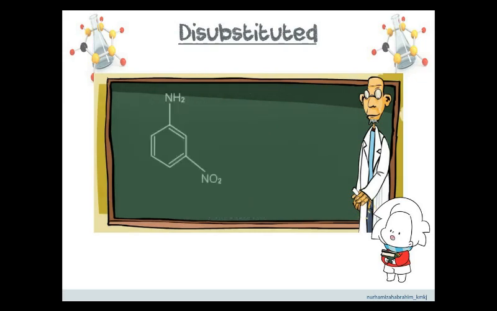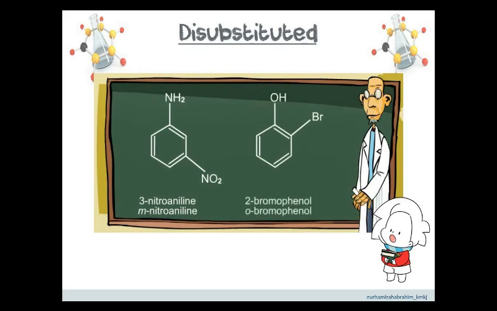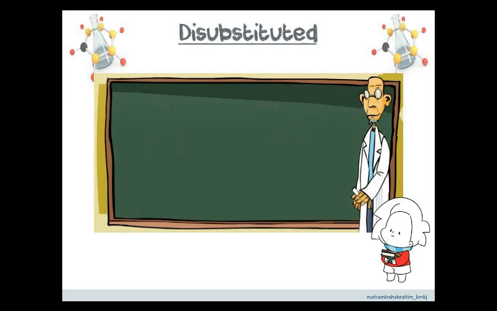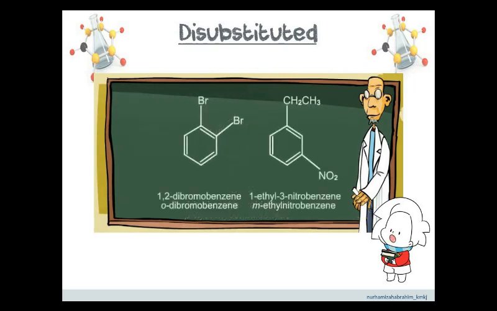Other examples include 3-nitroaniline, or meta-nitroaniline, 2-bromophenol, or ortho-bromophenol, and 4-hydroxybenzaldehyde, or para-hydroxybenzaldehyde. Note that the order of appearance of substituents in the name is alphabetical, and that the smallest possible numbers are used to indicate their positions.